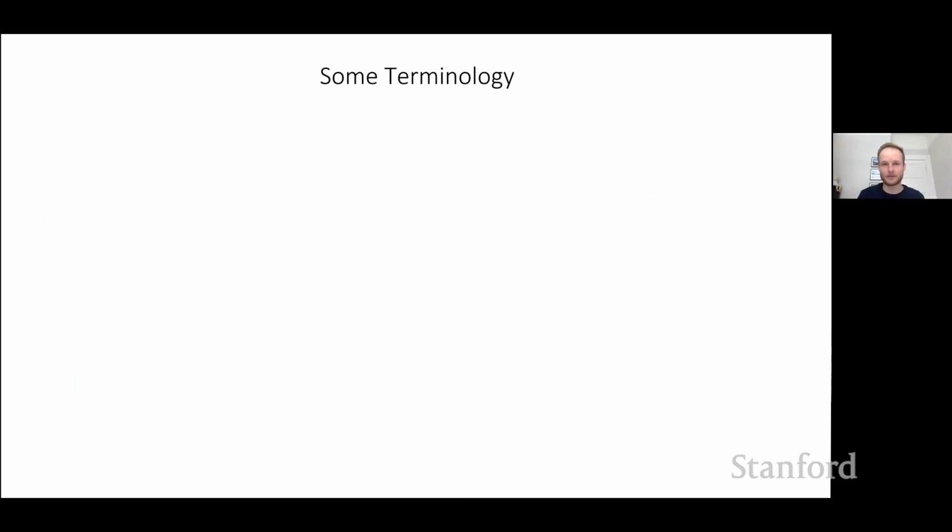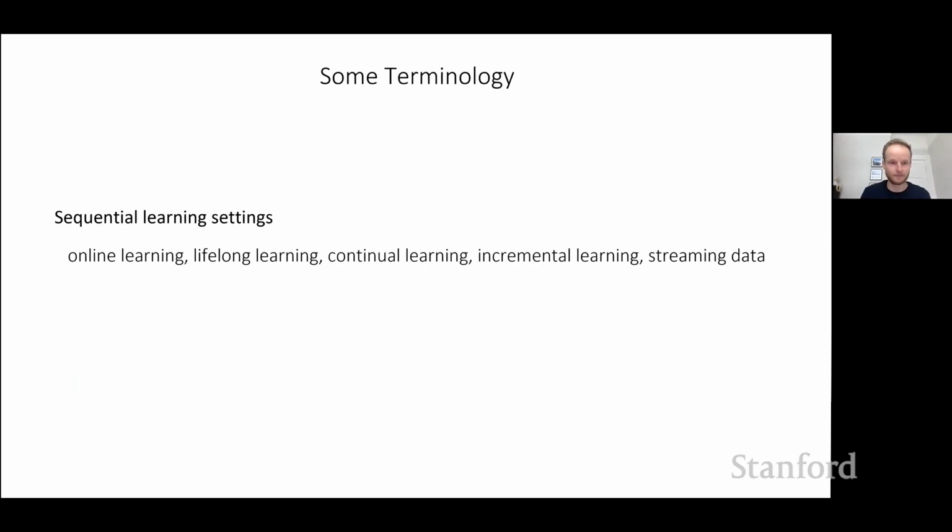Now let's talk about some terminology. The terminology is actually not very well defined in this field. So we'll talk a little bit about this. We usually refer to this as the sequential learning setting, and you can see it under many different names. Some people call it online learning, some people call it lifelong learning, continual learning, incremental learning, streaming data, and I think there are probably a few more.